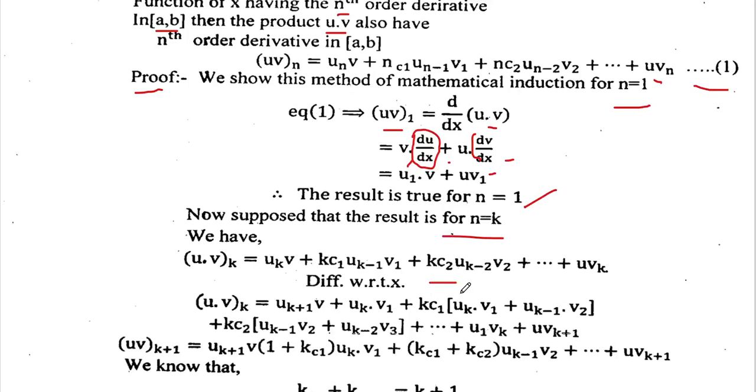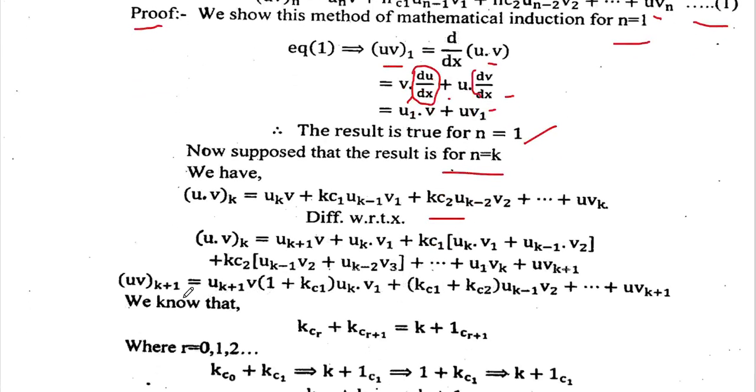Okay, now we will differentiate this equation with respect to x. Now differentiate with respect to x, so this can be written as (uv)(k+1), here is a mistake, so u(k+1), so here is k plus 1. Equal to u(k+1) v, derivative of first function into second function, plus first function into derivative of second function, that is uk into v1. Okay, this term is complete.